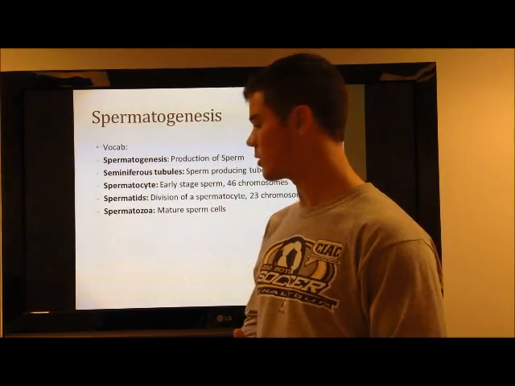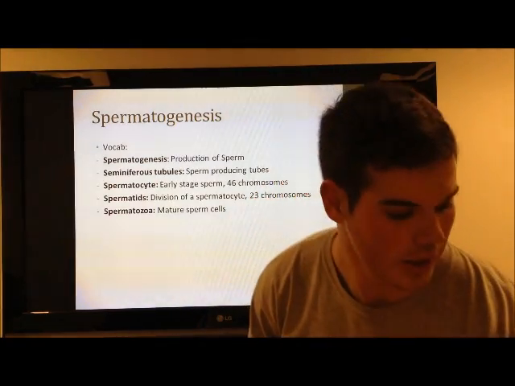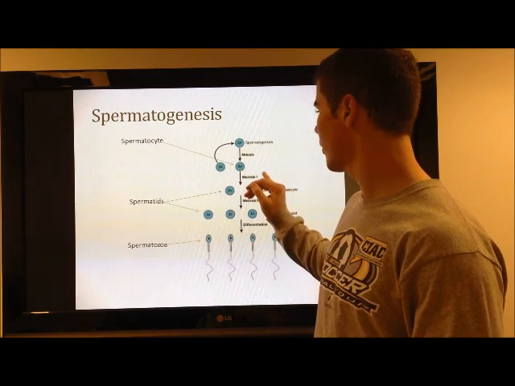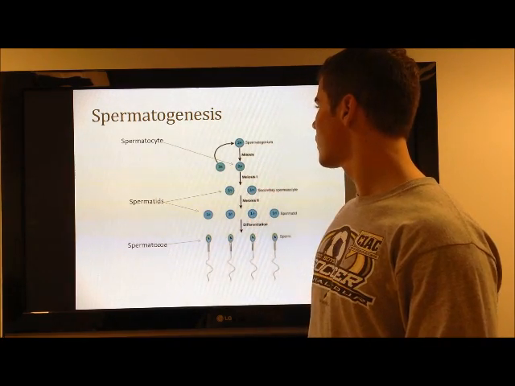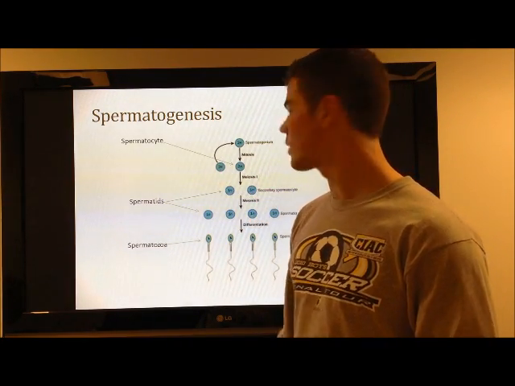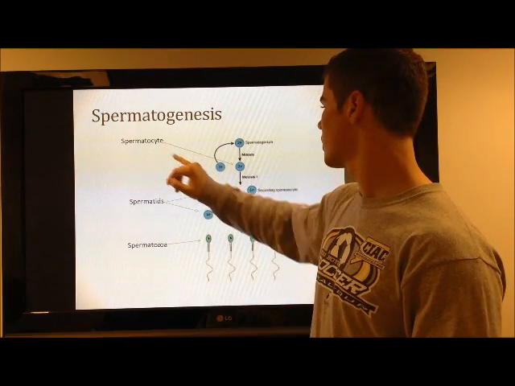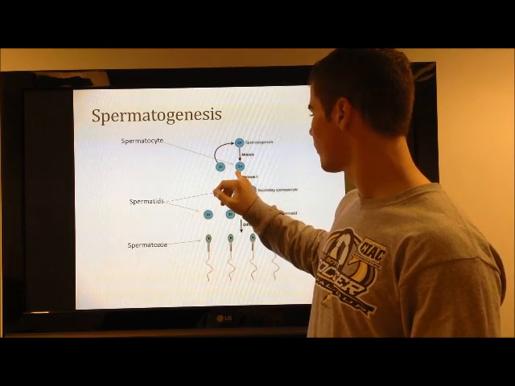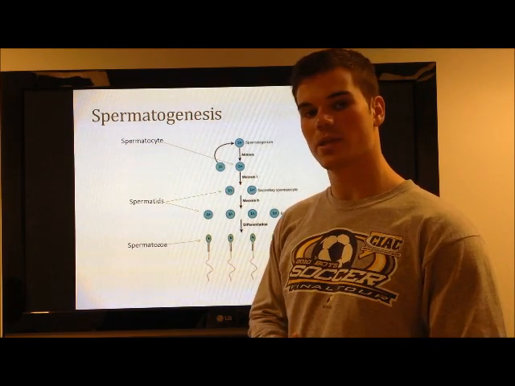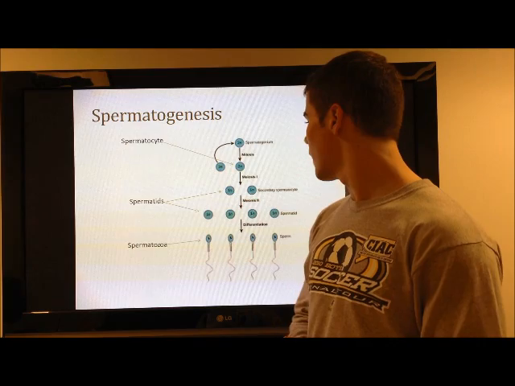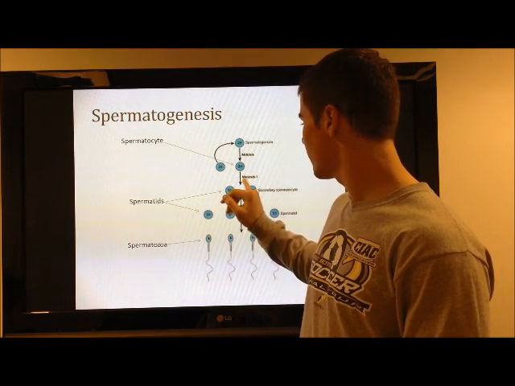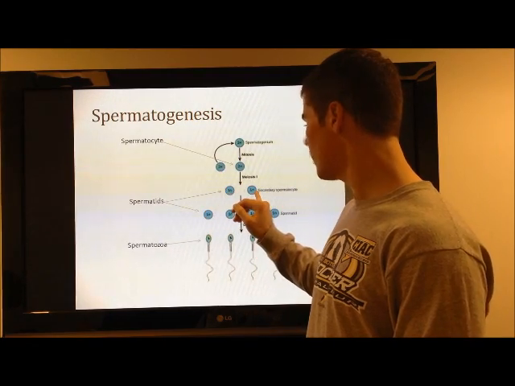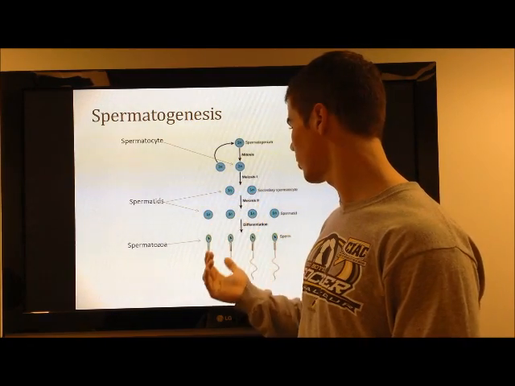On the next slide, we're going to get into a little bit of meiosis and spermatogenesis. I have a little diagram which explains this. Here you have the spermatocyte, which is the immature cell, and as you see, it has 2N. The reason for that is that it has 46 chromosomes. Then it has the first meiotic division, and that makes it into a spermatid, which contains 1N, which means that it has 23 chromosomes now.